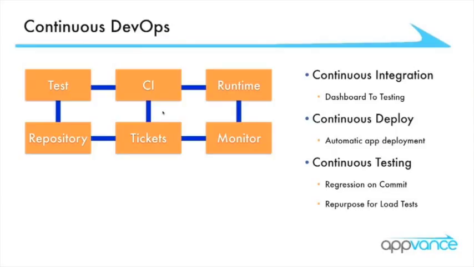So continuous integration gives you a great way of automating a build of an app based on a new source code check-in. Continuous deployment then would automatically take that built app and deploy it to your production or pre-production environment. And continuous testing itself would be able to do regression testing automatically on one of those software commits and then repurpose any of those functional or unit tests to be performance tests or load tests. So what you wind up with is continuous integration becoming the center point for an overall system that has a test capability, the runtime for the actual app, the monitoring capability, a ticket management system, and a source code repository.